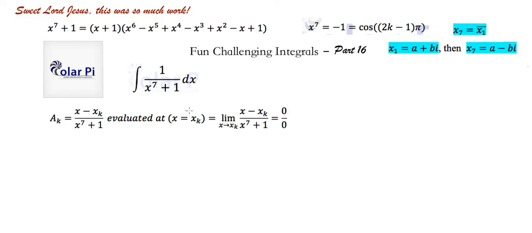Anyway, this limit is clearly of the 0 over 0 form, so we're going to enlist the help of L'Hopital's, which tells us that we can take the limit as x goes to x sub k of the derivative of the numerator divided by the derivative of the denominator. And when we do, we're going to get this for a sub k, and this is just what I said. And then when we actually evaluate this limit, we'll get this.